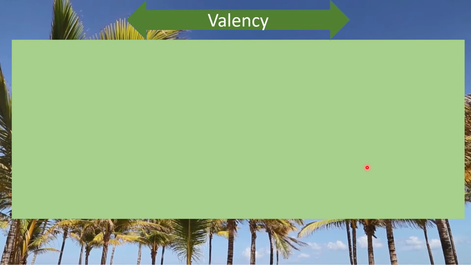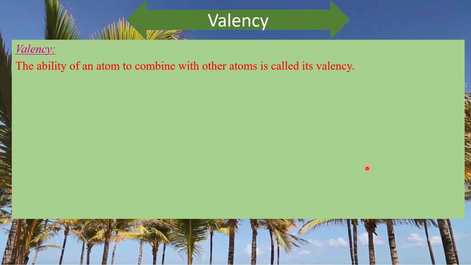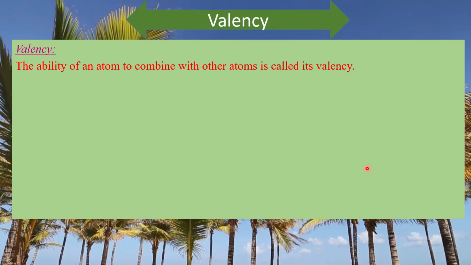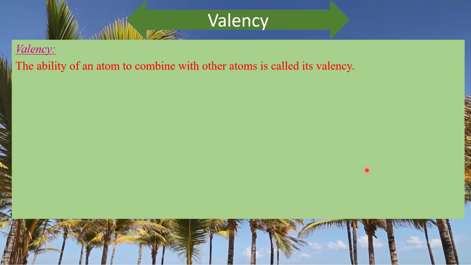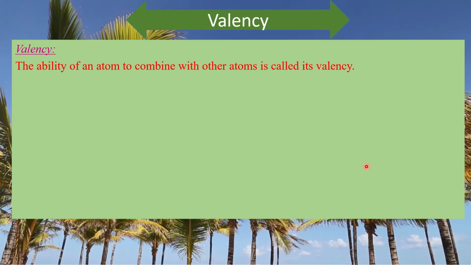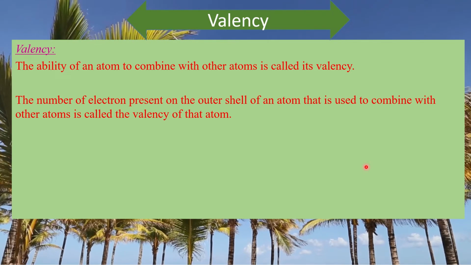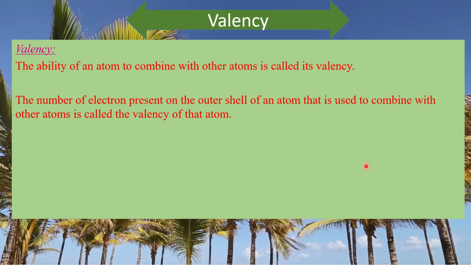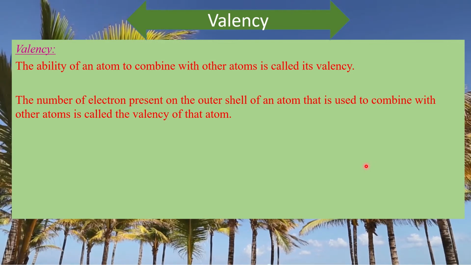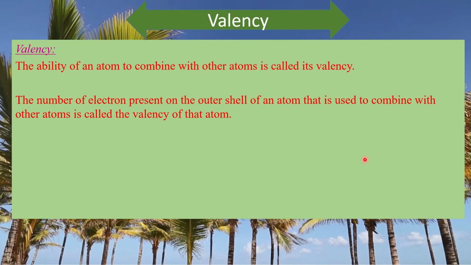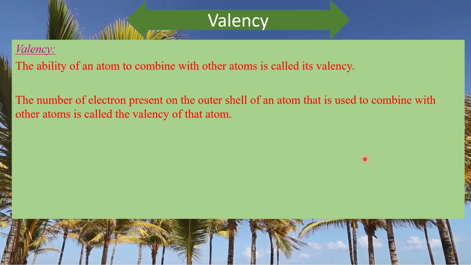Now, valency. What is valency? Valency is the ability of an atom to combine with other atom. The ability of an atom to combine with other atom is called its valency. More clearly, we can tell that the number of electrons present on the outer shell of an atom that is used to combine with other atoms is called the valency of the atom.